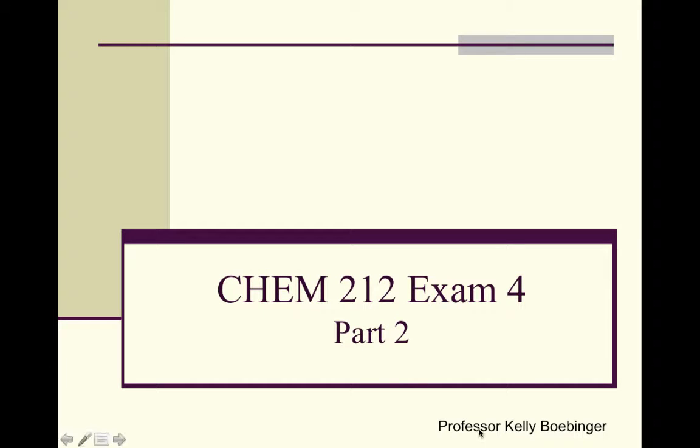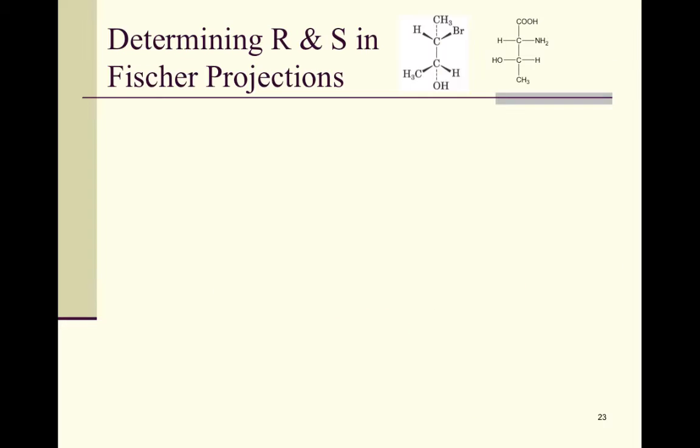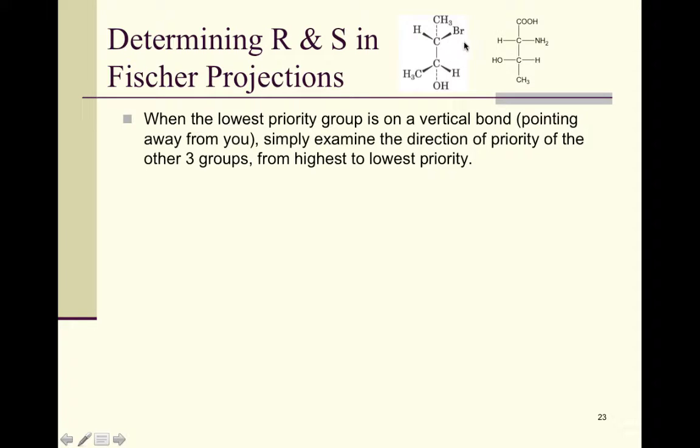Organic Chemistry, Chem 212, Exam 4, Part 2 material. In the previous video, we started learning about R and S, and now we're looking at R and S in Fischer projections. I do have two different molecules here. I want you to look at the bond lines though, and that's what we're checking out here.